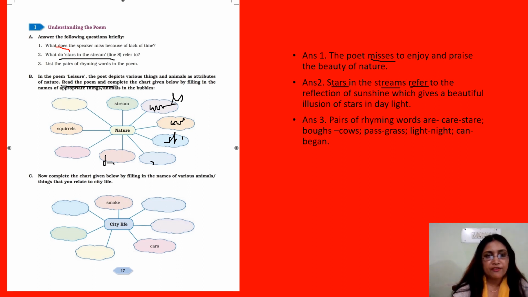Now complete the chart given below by filling in the names of various animals and things that you relate to city life. What do you see in city life? Smoke, cars, dust, factories, population, fewer trees, concrete jungle, so much traffic, high-rise buildings. Whatever you see, you are in Patna, you are in a city, so you can well tell about city life from what you see around.